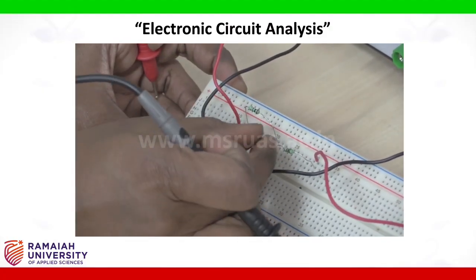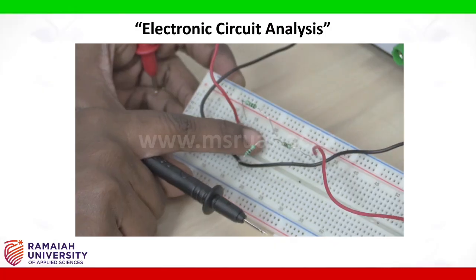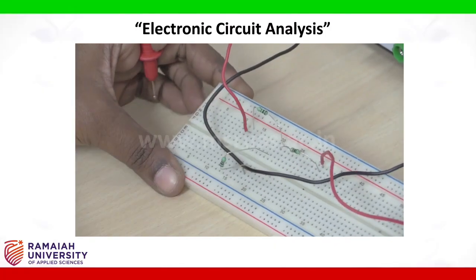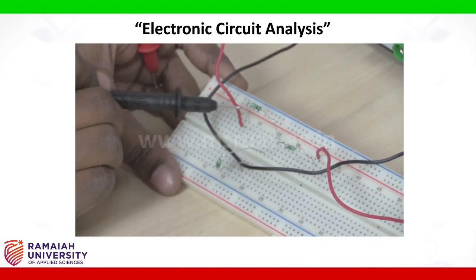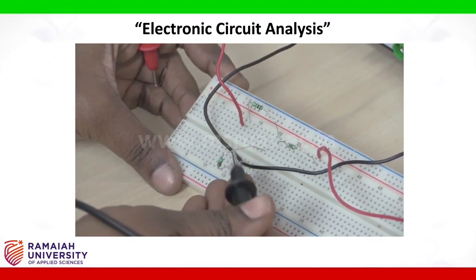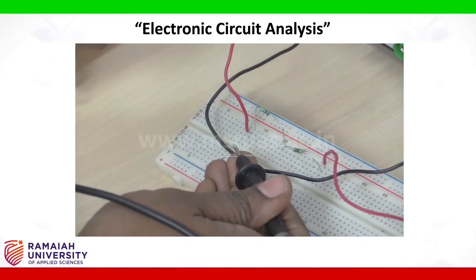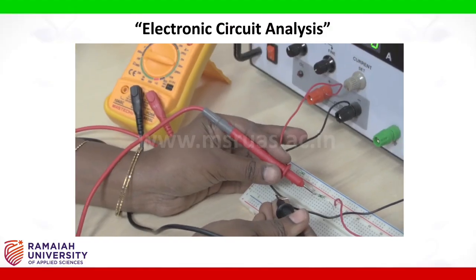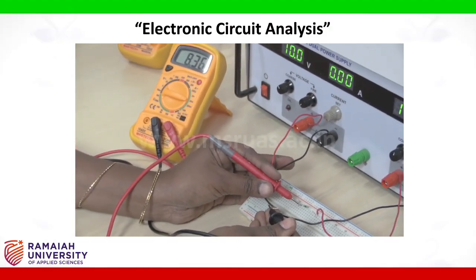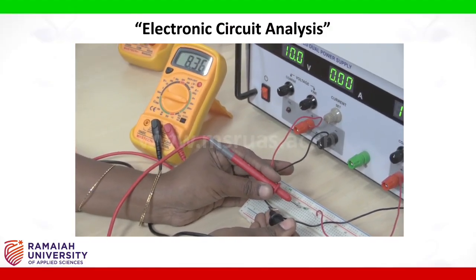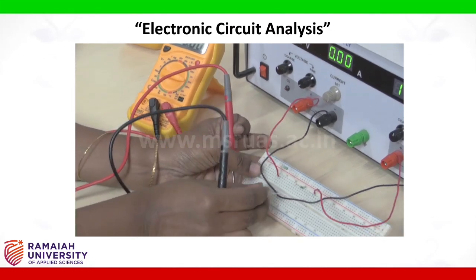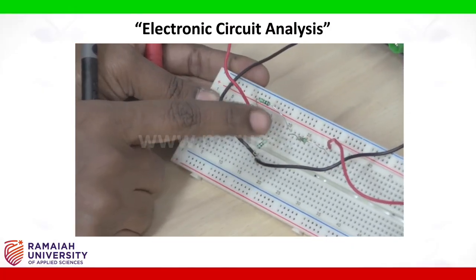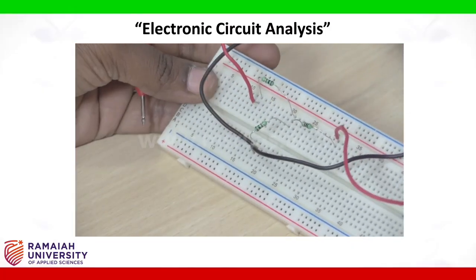Same way, remove this resistor leg, measure current between this joint and the removed leg. The ammeter shows 8.36 milliamps. Replace the resistor's leg back in original position.